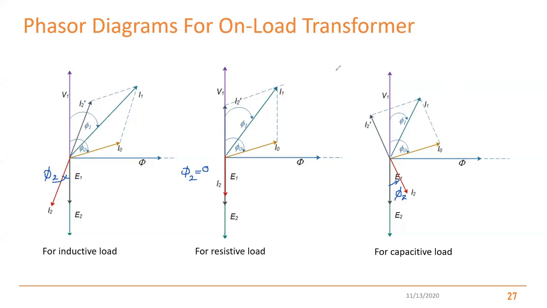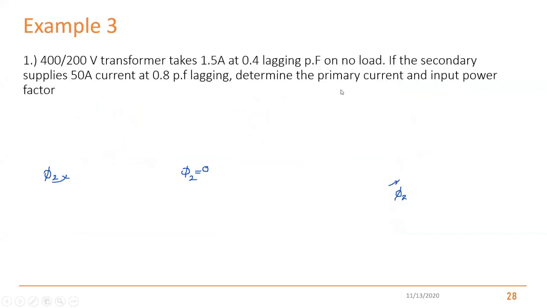Now I think you have a hold of how to draw the phasor diagrams. Now let's move on to an example. Try this example. There is a 400 to 200 volt transformer that takes 1.5 amperes current at 0.4 lagging power factor on no load. If the secondary supplies 50 amperes at 0.8 power factor lagging, determine the primary current and input power factor.